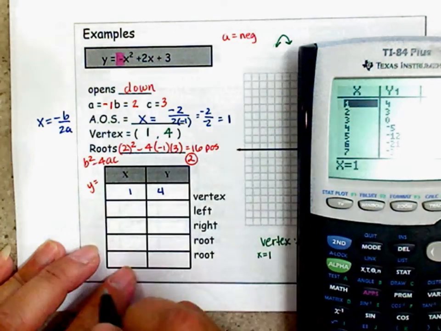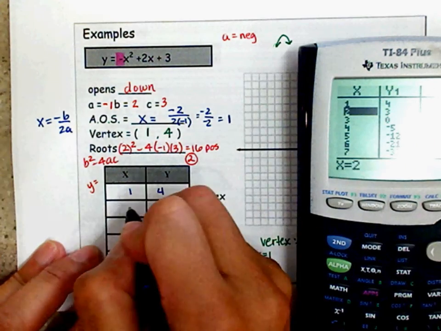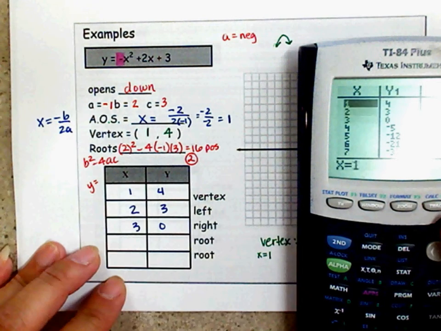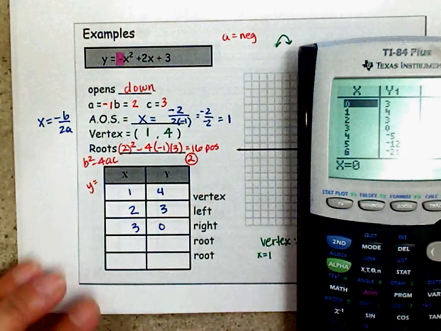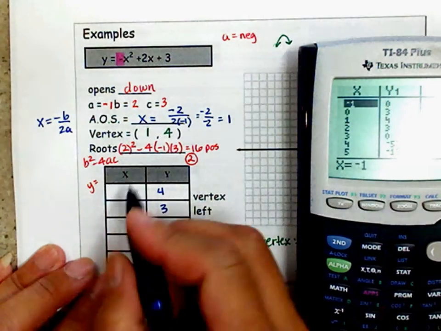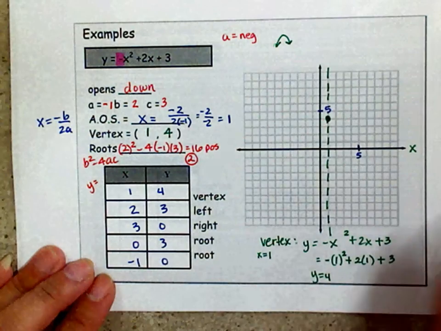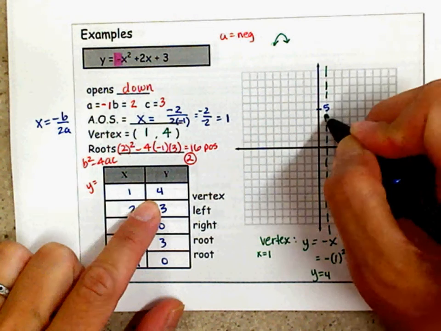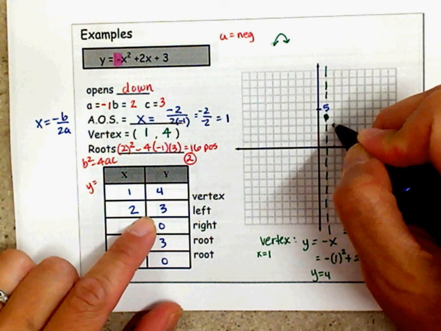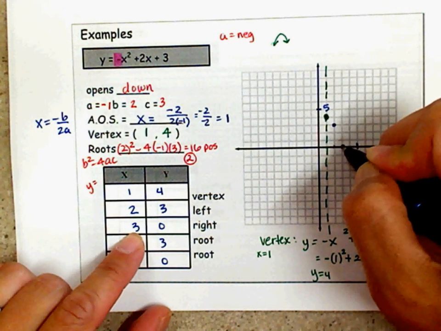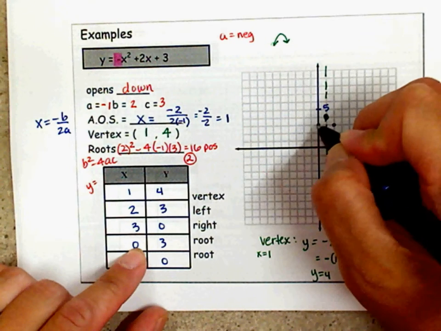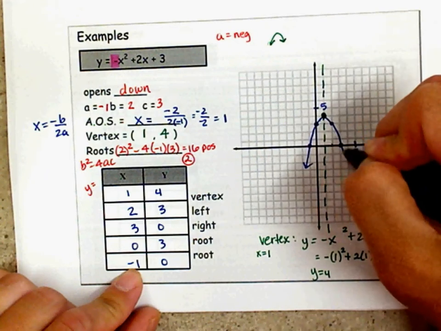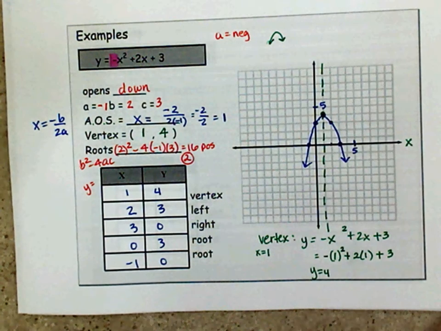Pick 2 places below it. 2, 3. 3, 0. Pick 2, there's your vertex, 2 above it. 0, 3, negative 1, 0. Just like that, okay? And all you got to do is plot those points and get an idea what it is. 1, 4, 2, 3, 3, 0, 0, 3, negative 1, 0. And there you have your parabola, just like that. That's all you got to do, okay?